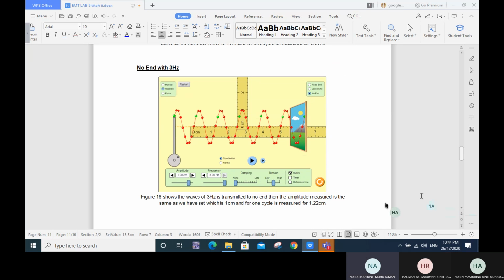So overall, we can conclude this part of the task. Transverse wave is a wave that vibrates perpendicular to the direction of propagation. And in the simulation, we can see that the dot will just move up and down at the same place. It doesn't shift to the right or to the left.